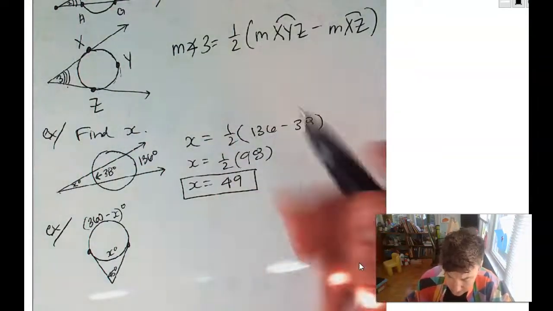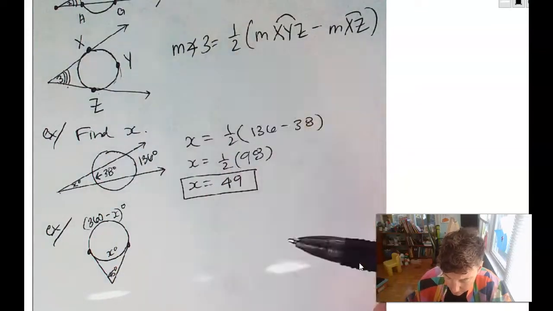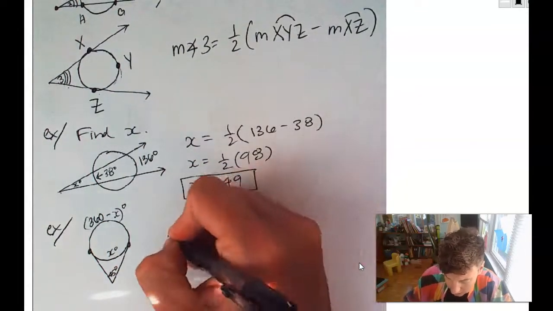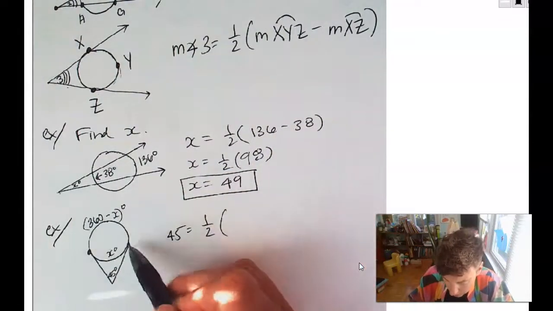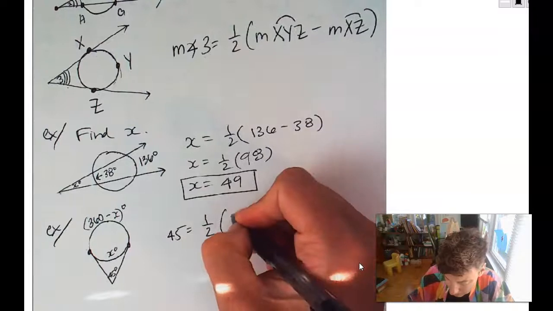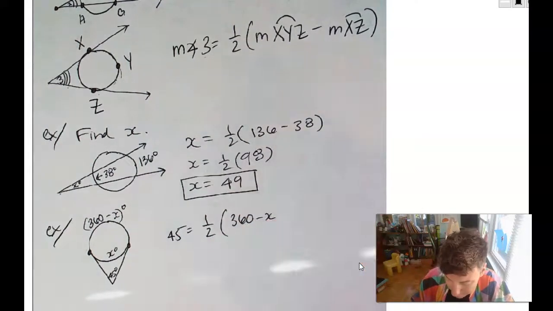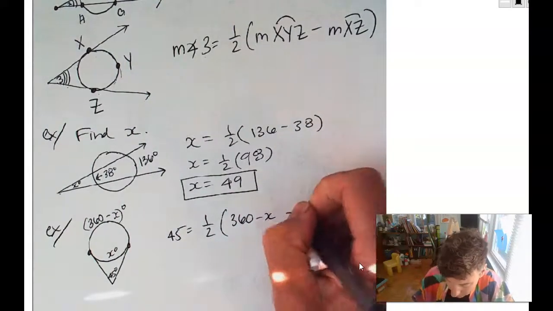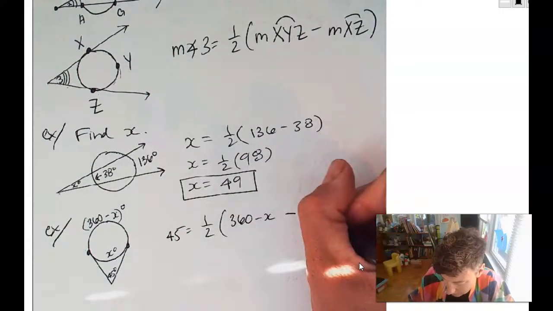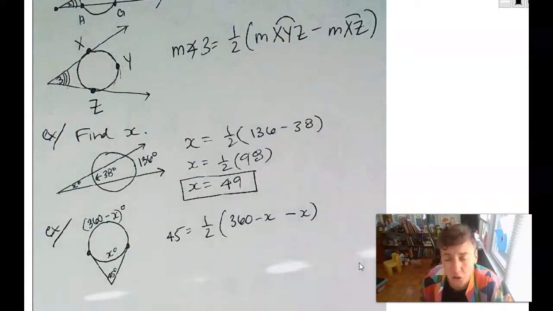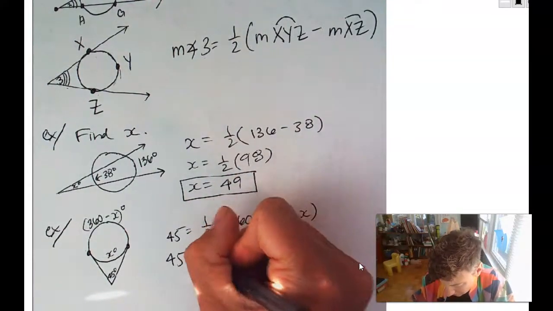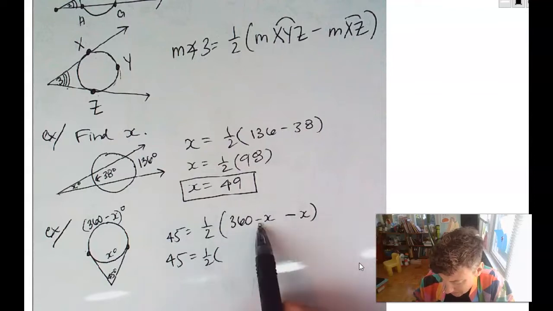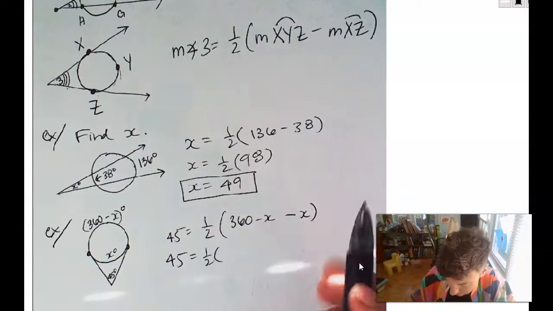So this says that the angle on the outside, which is our 45 degrees, is equal to 1/2 the big arc, which is 360 minus X, minus the little arc, which is X. And now we can solve. We've got 45 equals 1/2 times 360 minus X, which means 360 minus 2X.